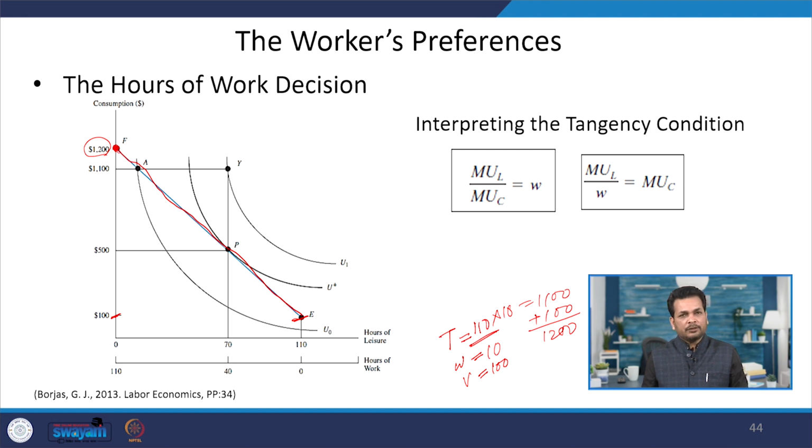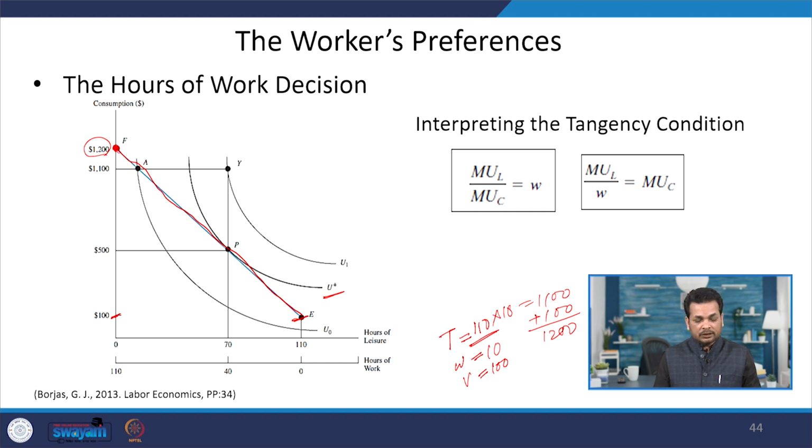Now, he has so many utility functions, and he has to maximize his utility. He has to choose consumption of goods and services and leisure in such a way that he maximizes his utility function and derives the maximum satisfaction. Now, if you look at this graph, the point P is the point which lies on the utility function U star. This is the tangent point.